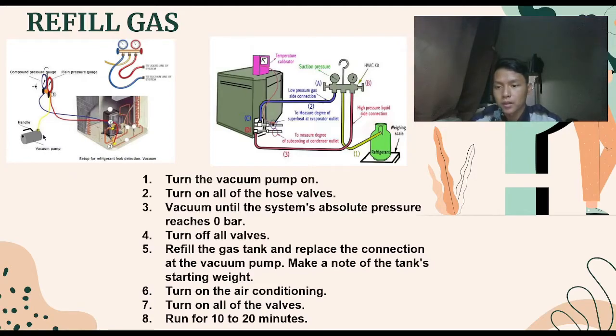So this is the vacuum pump. The vacuum pump connects directly to the pressure gauge, and then the blue and the red hoses go to the system like that.